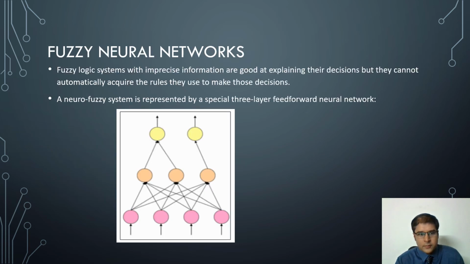Fuzzy neural networks. Fuzzy logic systems with imprecise information are good at explaining their decisions, but they cannot automatically acquire the rules they use to make those decisions. A neuro-fuzzy system is represented by a special three-layer feed-forward neural network. So in this neural network, we have the input layer, the hidden layer, and the output layer, and basically they learn the rules that take decisions on fuzzy logic.